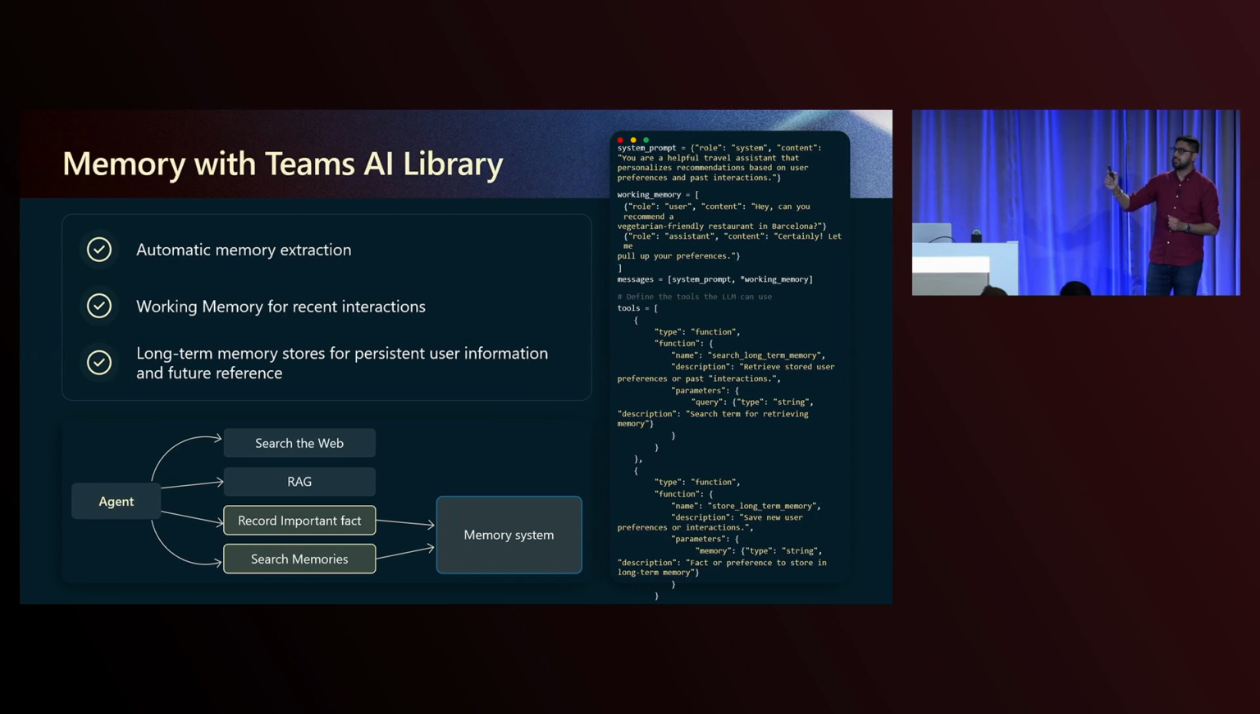This is passed as an explicit tool to the LLM call. The working memory is added as part of the prompt before the function loop to call the LLM is made. The automatic memory extraction happens behind the scenes, and the AI library takes care of that itself.